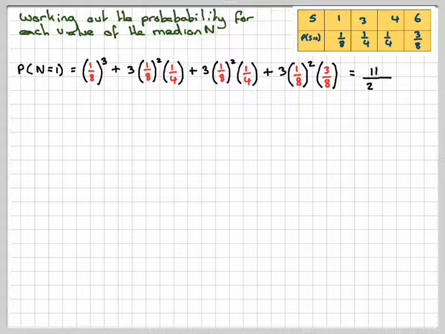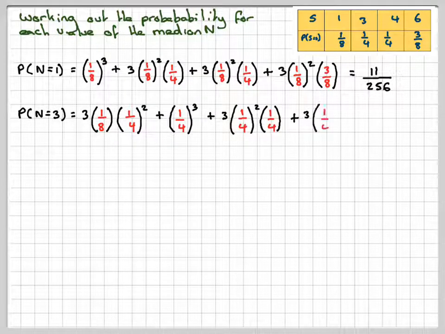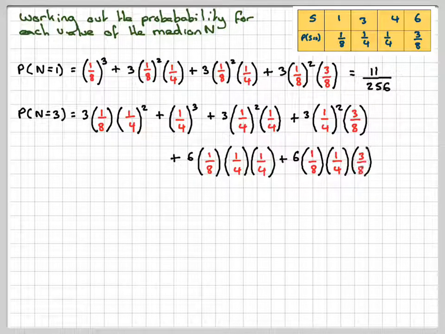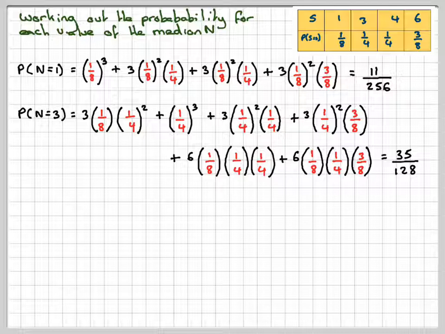So working out that n is equal to 3, we're going to get 3 times 1/8 times 1/4 squared, plus 3 times 1/4 squared times 1/4, plus 3 times 1/4 squared times 3/8, plus 6 times 1/8 times 1/4 times 1/4, plus 6 times 1/8 times 1/4 times 3/8. So what we're doing here is working out each of these probabilities separately and adding them together. These are what's known as mutually exclusive events. It gives 35 over 128.